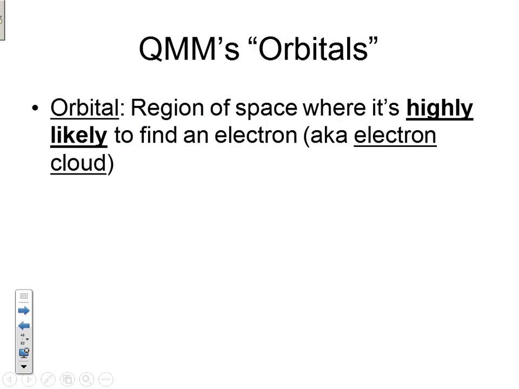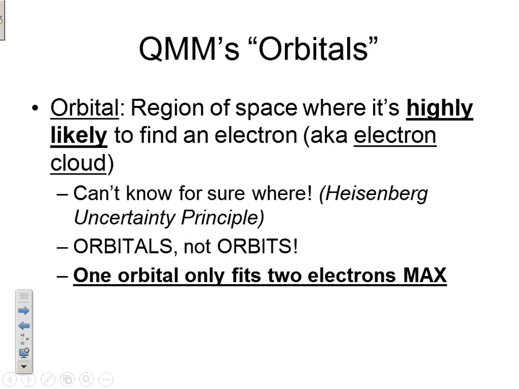So orbital is the word that we use to describe this area where we think an electron most likely is. It's a region of space where it's highly likely to find an electron. The probabilistics come in at 90%. Basically, if in an area of space there's a 90% or greater chance of finding an electron there, we call that an orbital. There is a cutoff, so it's not 100%, it's 90% or better. We know to within 90% or better that we can find an electron there. It's also called an electron cloud. But again, you can't know for sure where it is. We do not know with certainty where it is.